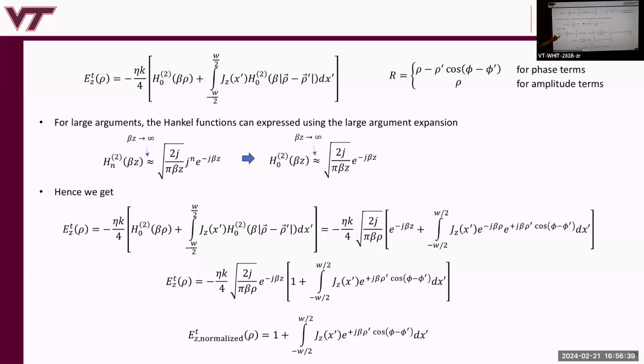And the total field, by substituting in these large argument expansions for these Hankel functions, we end up with this expression here. And this expression, if you factor out some common terms, right, the e to the minus j beta z, and if you normalize everything, which is common, then you get this expression, right? So you can calculate the far field now, knowing the Jz you obtained using the method of moments. Yeah, cool.